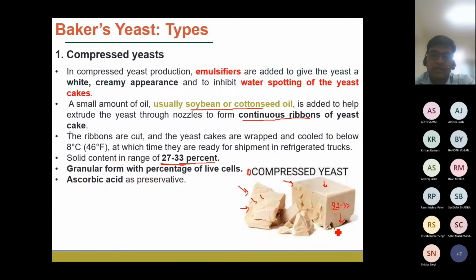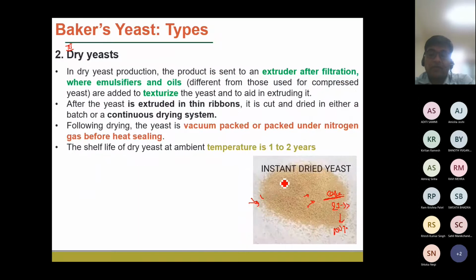A dry yeast means it is 100% yeast. So we take this yeast cake, especially the compressed yeast, and then we mash it and dry it at a high temperature until the trapped moisture present in this cake is completely removed and dried, and what we obtain is the dried yeast powder. Okay, in this particular case, the complete removal of water has been done.